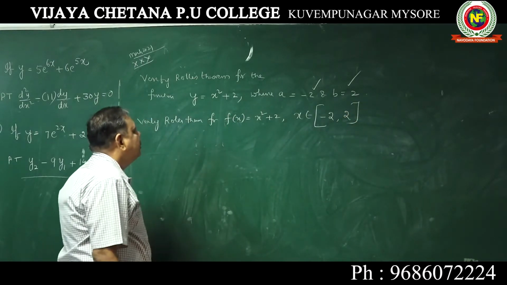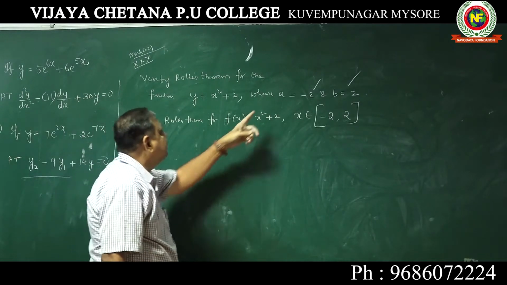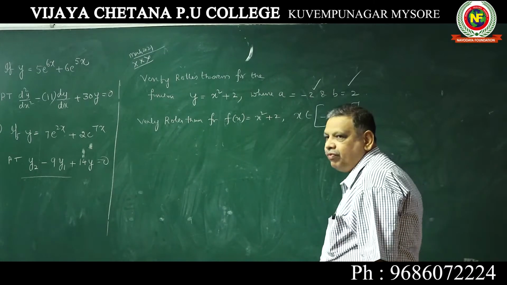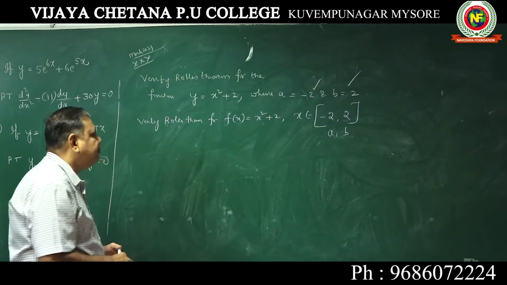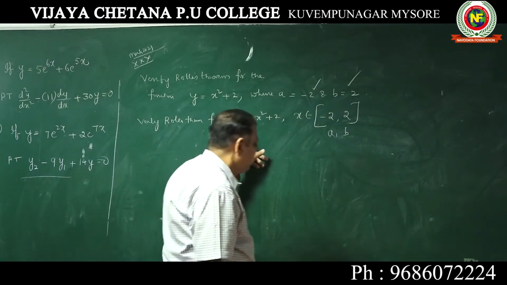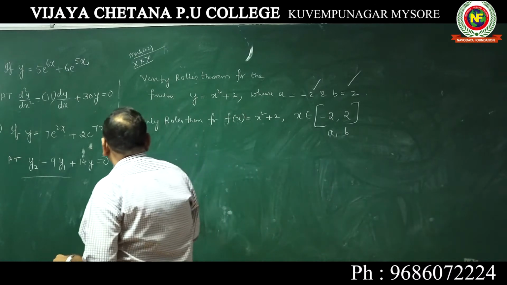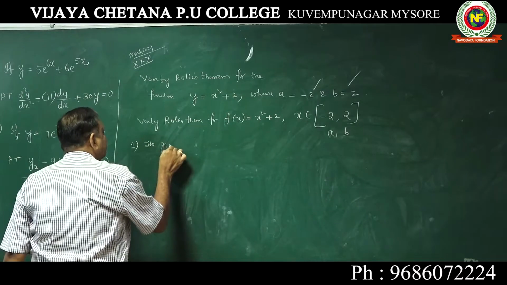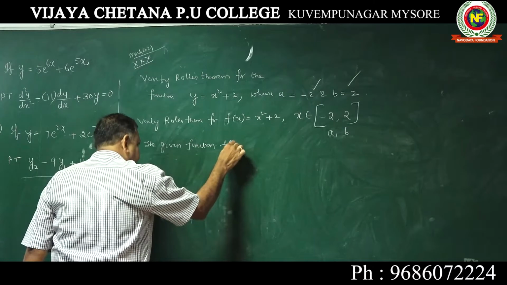Instead of giving a is minus 2 and b is 2, they may ask it this way, where this is nothing but a and this is nothing but b. Verify Rolle's theorem for the function f(x) equal to x squared plus 2, x belonging to minus 2 comma 2. So this is the function for which we have to verify Rolle's theorem. I told you, the first two conditions repeat as they are. First, write down the given function; this is a must.